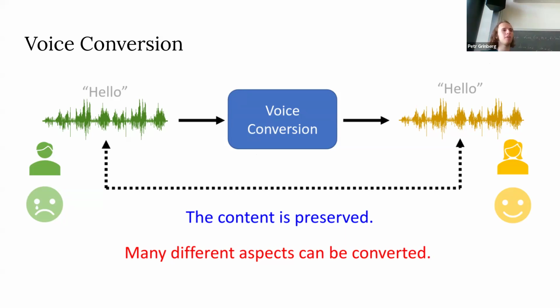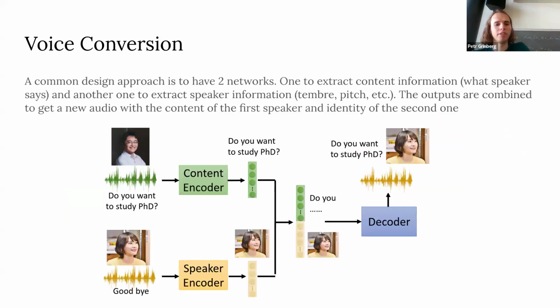Maybe I say something and I want it to sound like it was the president's speech or some celebrity's speech. So it's all about deepfakes here. The common design is to have two networks. One will extract content from your waveform, from what you said. For example, this guy said, "Do you want to study PhD?" And the content encoder will encode this textual information into some matrix or vector here.